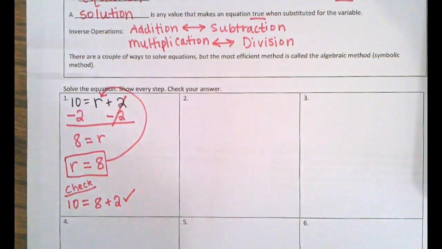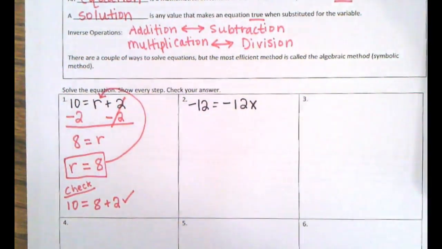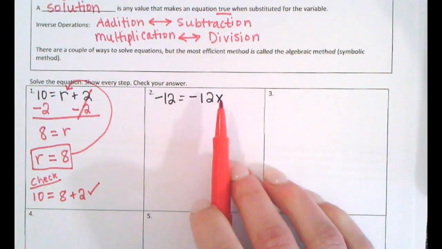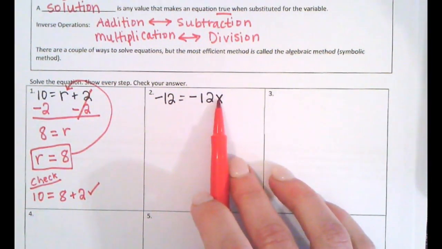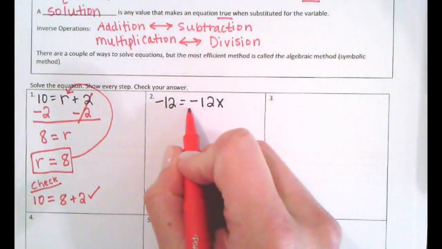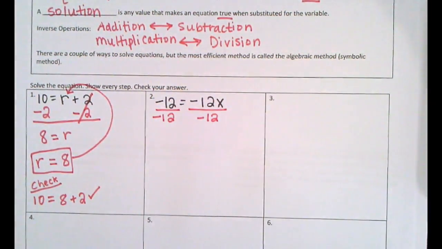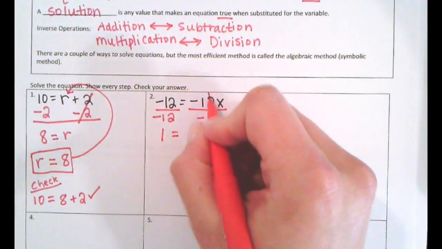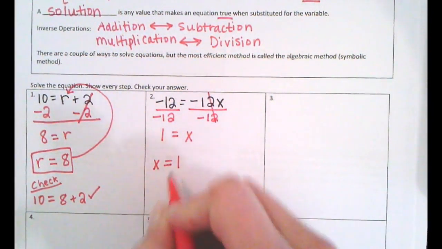All right, number 2. Negative 12 equals negative 12x. For this next one, we are solving for the variable x, and negative 12 is attached to x with multiplication, since it's just sitting right next to it. So the way to get rid of multiplication, the inverse operation, would be division. I'm going to divide this side by negative 12 and divide this side by negative 12. Well, negative 12 divided by negative 12 is positive 1. These will cancel, which just leaves me with x. And I can say x equals 1.